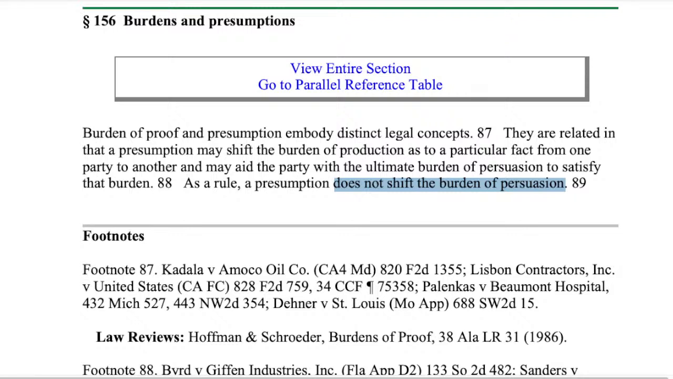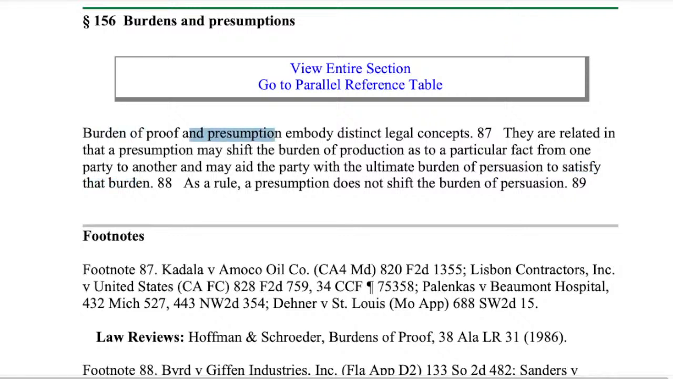Let's read this one again, because this was pretty solid here. Burden of proof and presumption embody distinct legal concepts. See, now they're related, but they embody distinct legal concepts. They're related in that a presumption may shift the burden of production as to a particular fact from one party to another. Wow. And may aid the party with the ultimate burden of persuasion to satisfy that burden.